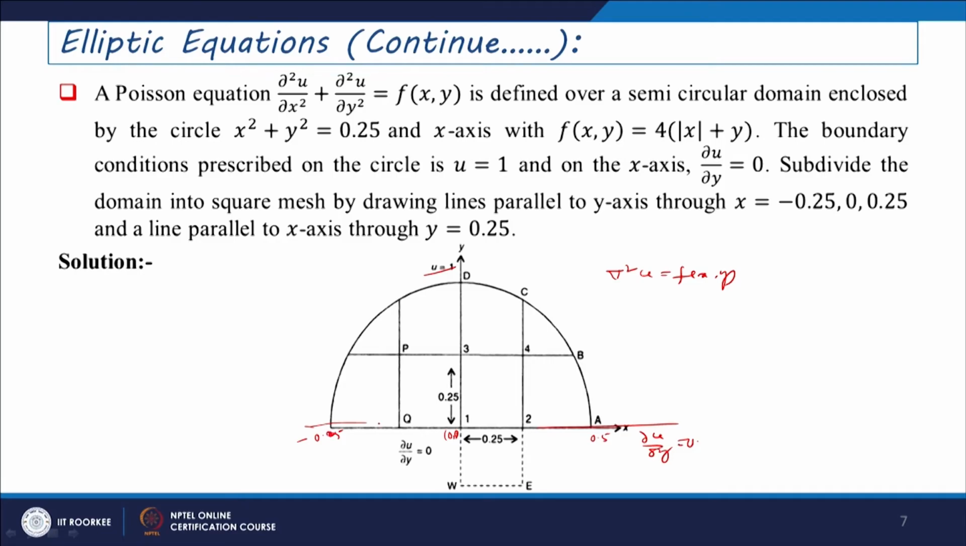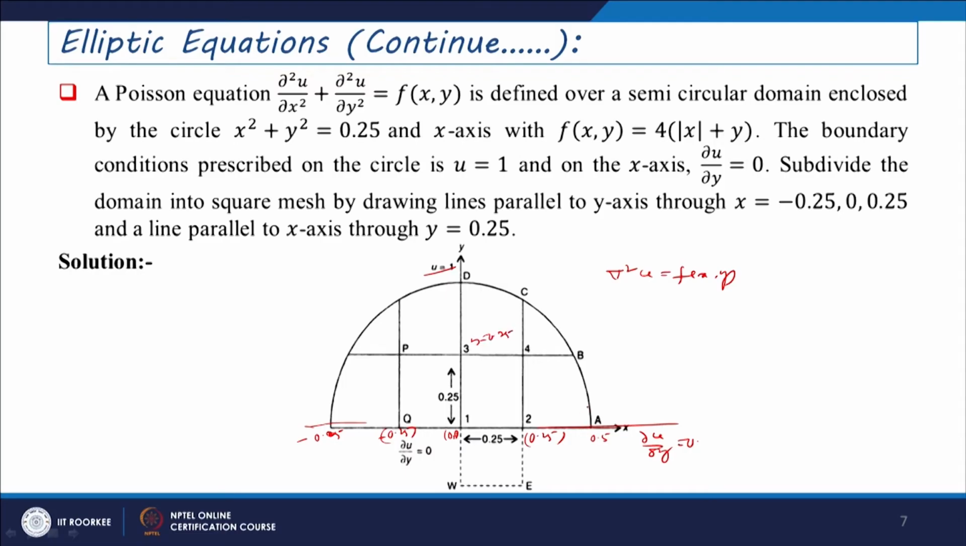And if you consider here, the domain is subdivided by lines drawn parallel to the y axis through x equals minus 0.25 here and x equals 0.25 here, and one more line is plotted at y equals 0.25 here.